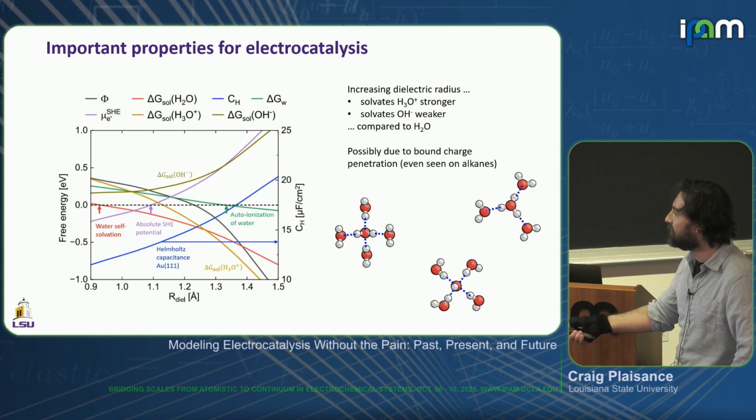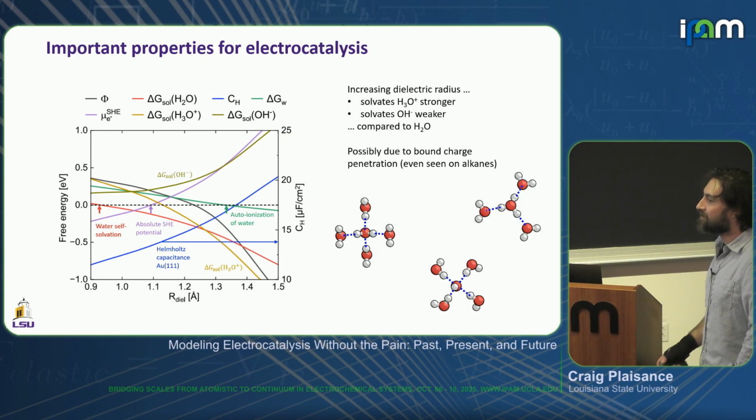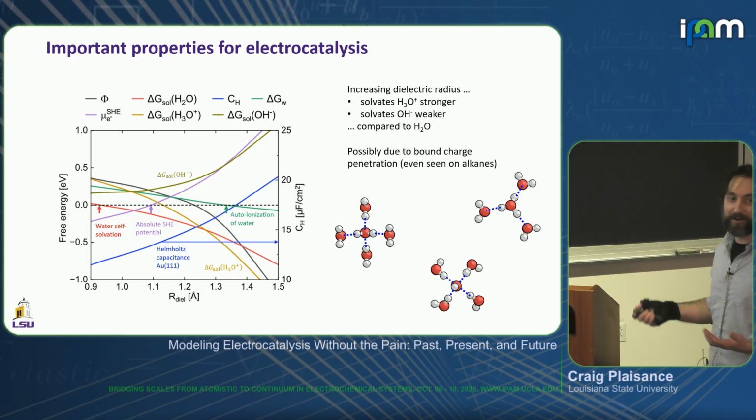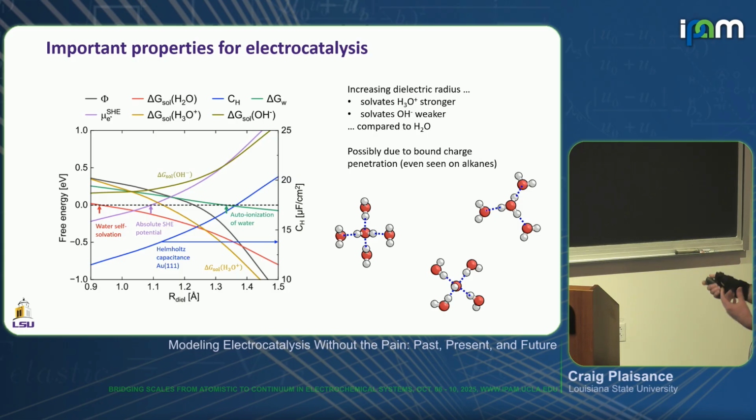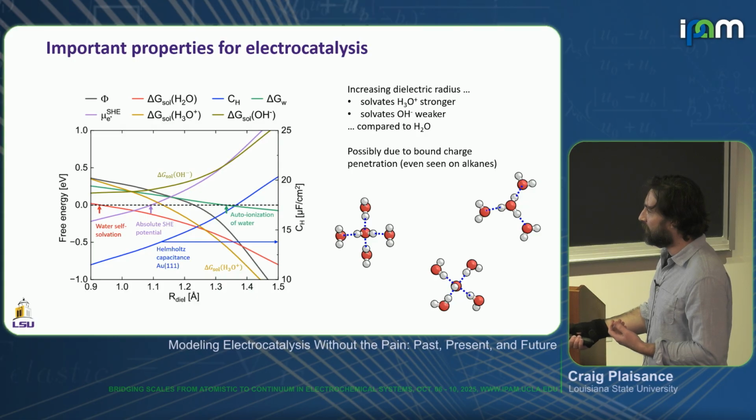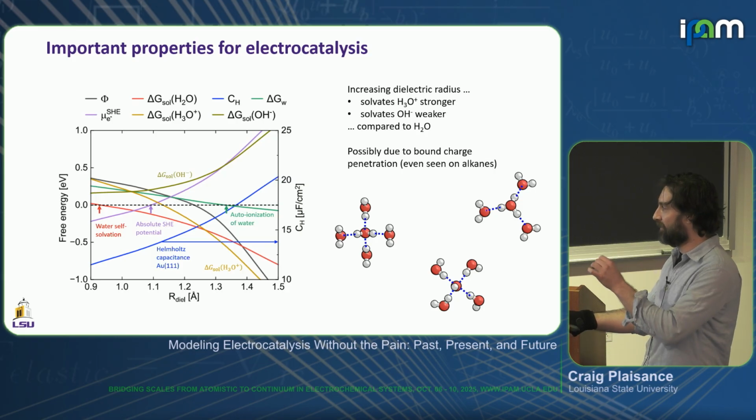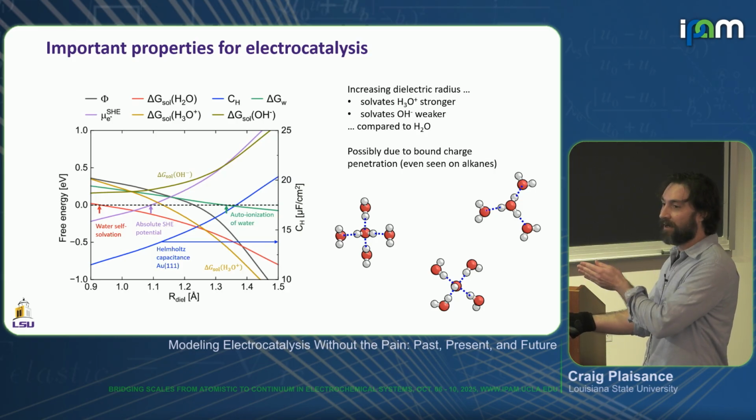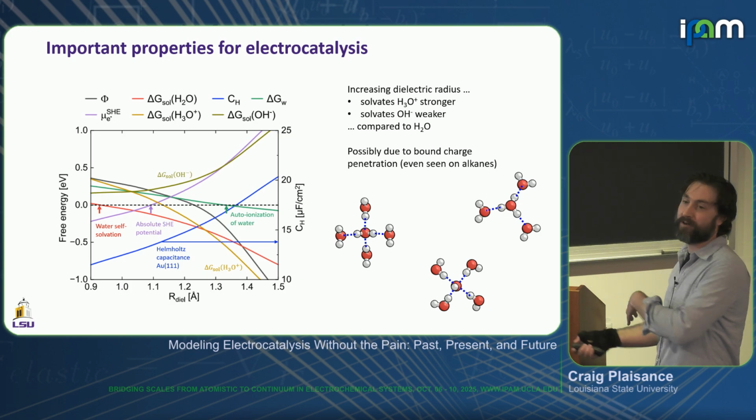The problem is you can see they all cross at different points. So we can't simultaneously reproduce all of these. We can't simultaneously get the pKw of water, that's the auto-ionization free energy, at the same time that we get the water self-solvation energy. If we increase the dielectric radius enough that we do reproduce the auto-ionization energy of water, the self-solvation energy is way overestimated.